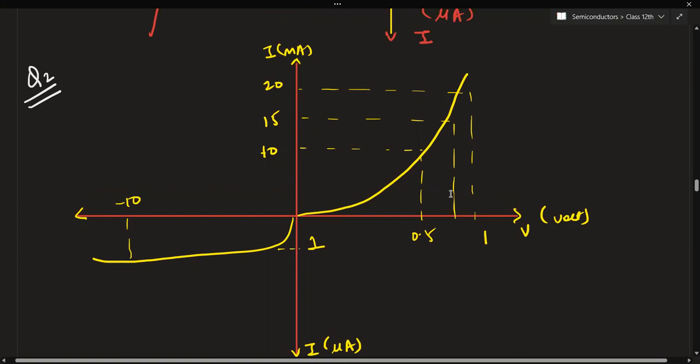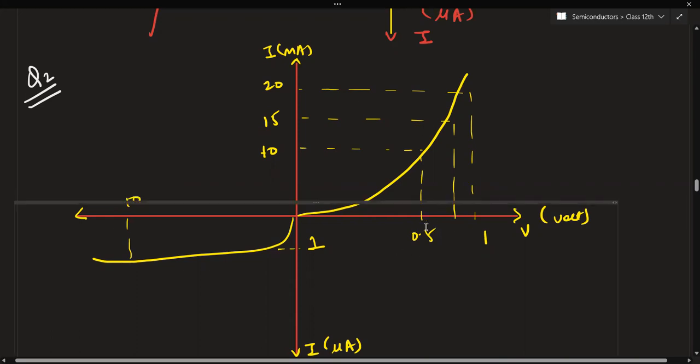We'll take the change in current and change in voltage. Do you see this is actually lying in the middle? On the screen, definitely it's not that clear. But this is a question from your NCERT back exercises from semiconductors. So here we'll take the change in voltage, and here we'll take the change in the current's value.